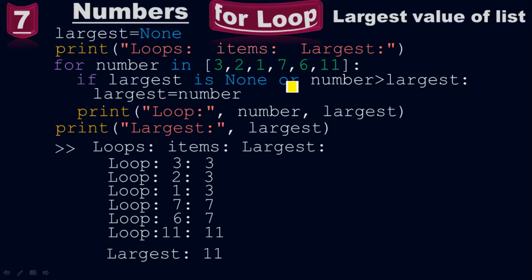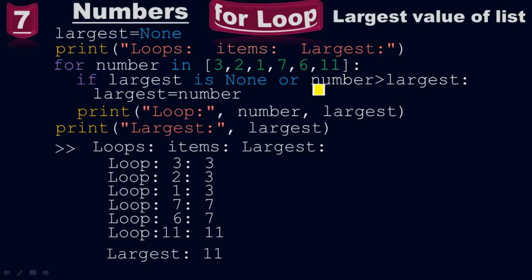If both of the statements are true, or at least one statement is true, then the condition will be satisfied for the OR logical operator. Now here, when you look at the first term, largest is None. It is true, because initially we said largest equals None, so it is absolutely true. There is no problem. The first term is true.